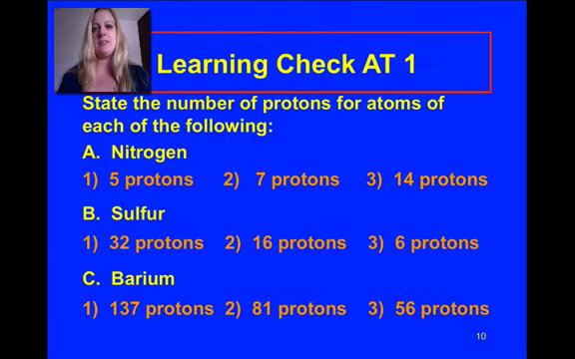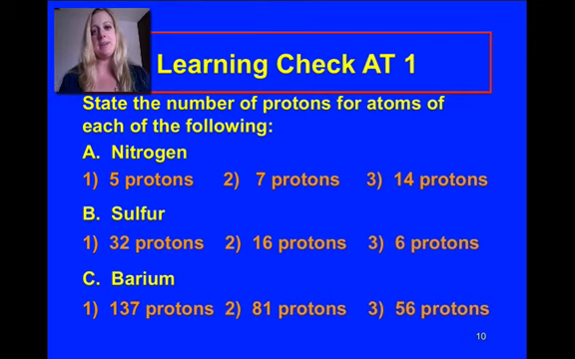All right, so let's see if you can answer these problems. State the number of protons for atoms of each of the following. So just write these down in your notes and see if you can answer the questions. Nitrogen. So find this on your periodic table that you got in class. Nitrogen is N, okay, and it has a 5 as its atomic number. So it would have 5 protons, okay?